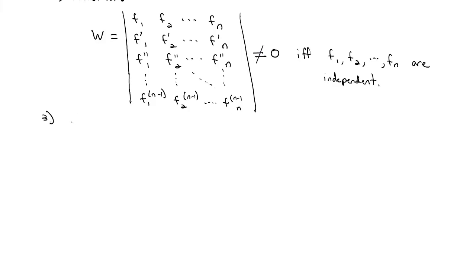Let's take a look at the functions e to the 4x and e to the -3x. We want to know, are these dependent or independent functions? Well, to do that, we'll calculate our Wronskian, which is the determinant of the two functions, e to the 4x and e to the -3x. Because there's two functions, we need two rows, so we'll only do the first derivative, which is 4e to the 4x and -3e to the -3x.